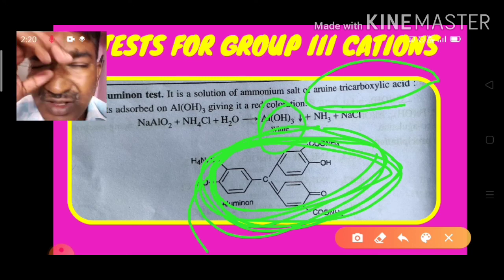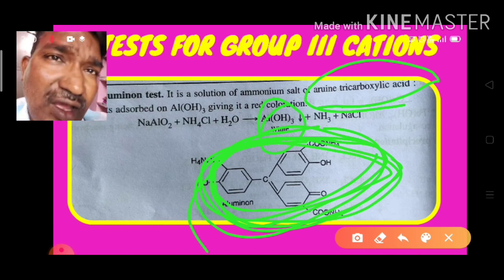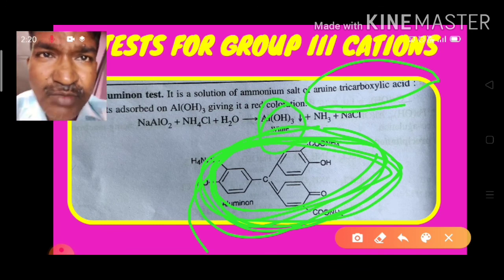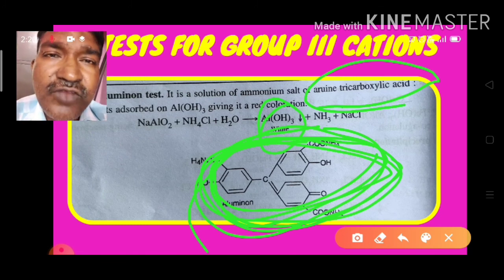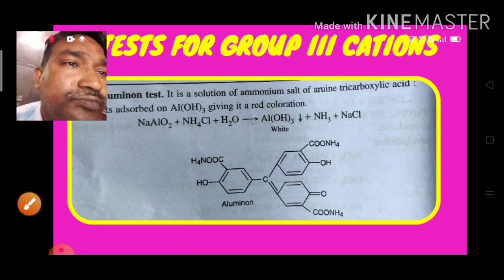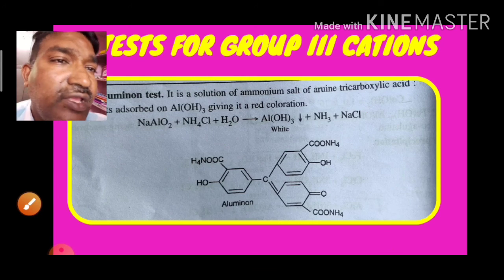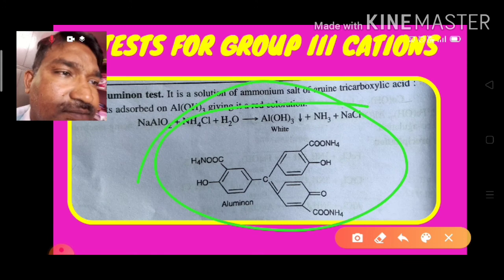We know very well that aluminum salts act as mordants in the textile industry. A mordant means a substance that helps in fixing the dyes onto the clothes. Due to that nature only, we can identify the aluminum ions here.